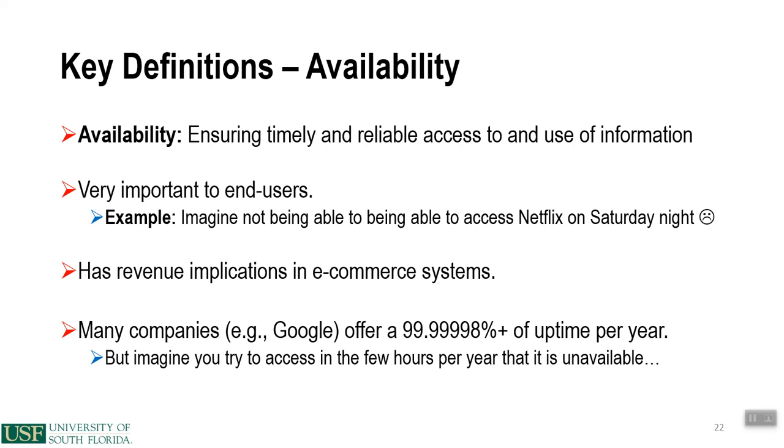So from an e-commerce point of view, this could have significant issues where an organization may not be able to retain the trust of their customer base. Their customer base may not be able to rely on them in terms of getting access to the services that they want, and so on. Because of this, many companies such as Google offer 99.9998% uptime per year. But even though that seems like a lot, if you really calculate it, there would still be a few hours every year that the service is unavailable. And in those few hours, Google may lose millions of dollars because of their service not being available.